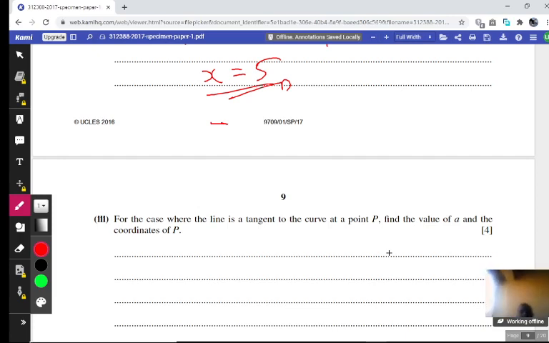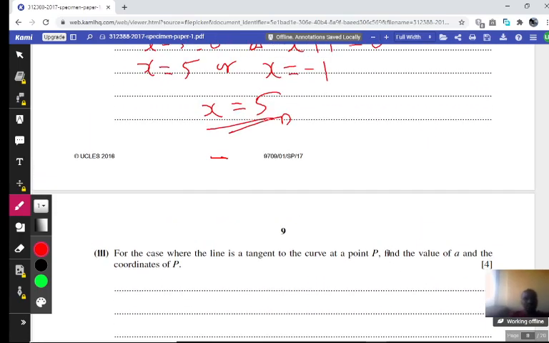Right, how do you do it? It's very simple. What do you understand by a tangent to a curve? It's all about their gradients. The gradient of a tangent and a curve are equal at a given point. So at the point where the tangent meets the curve, the gradients of the two are the same. Remember that.